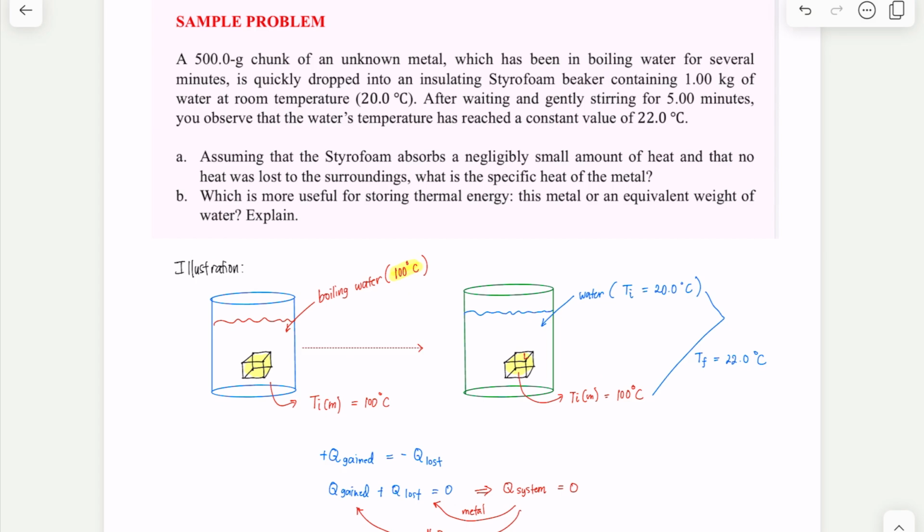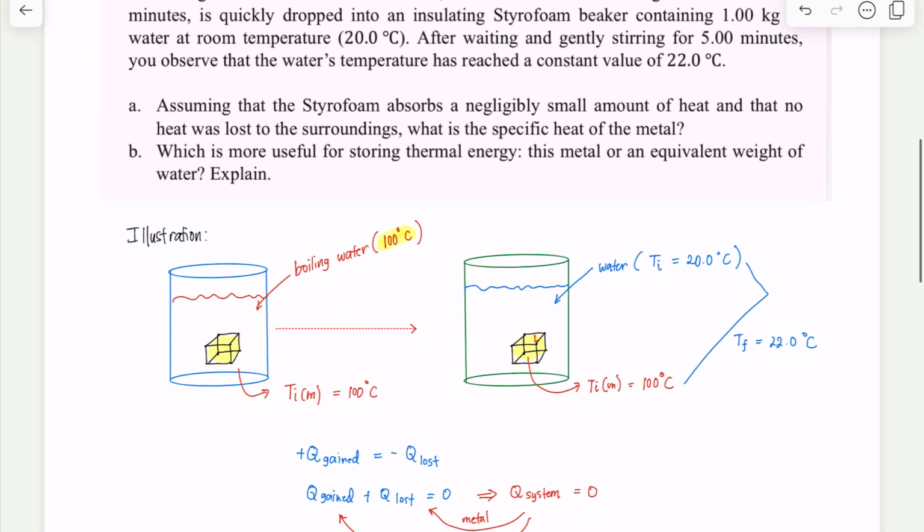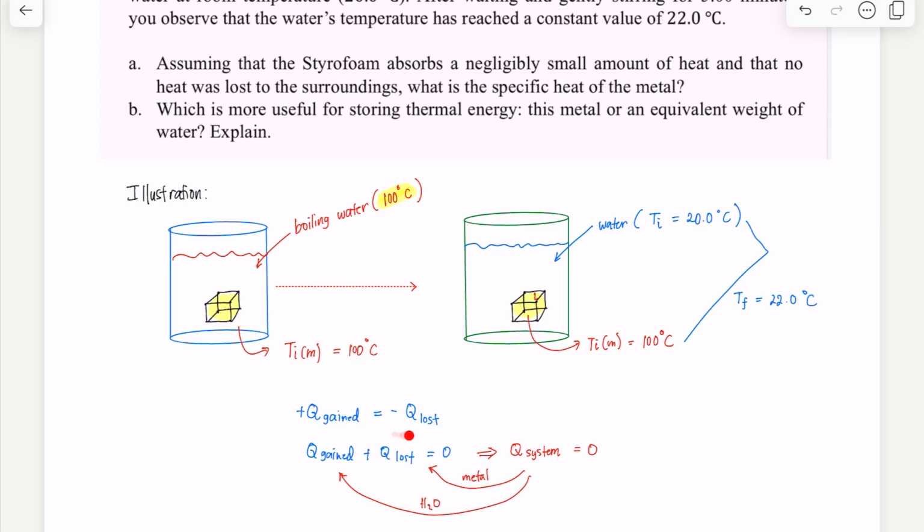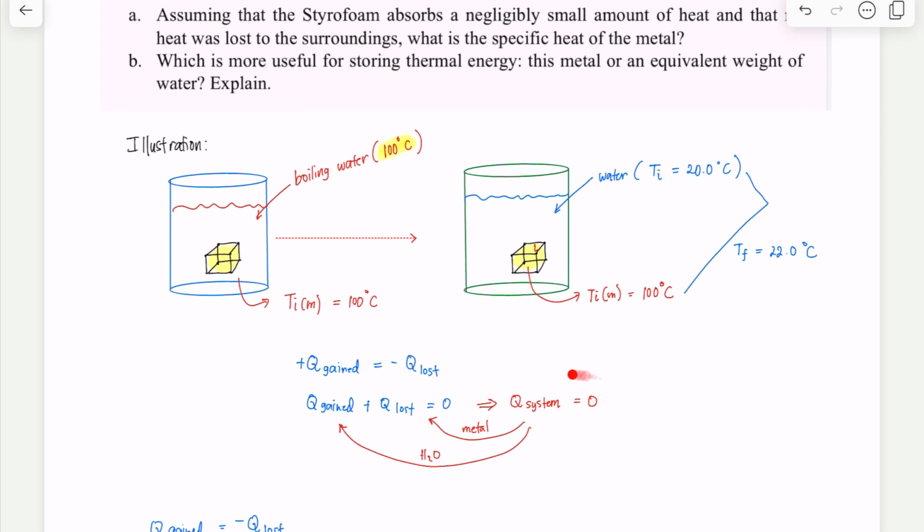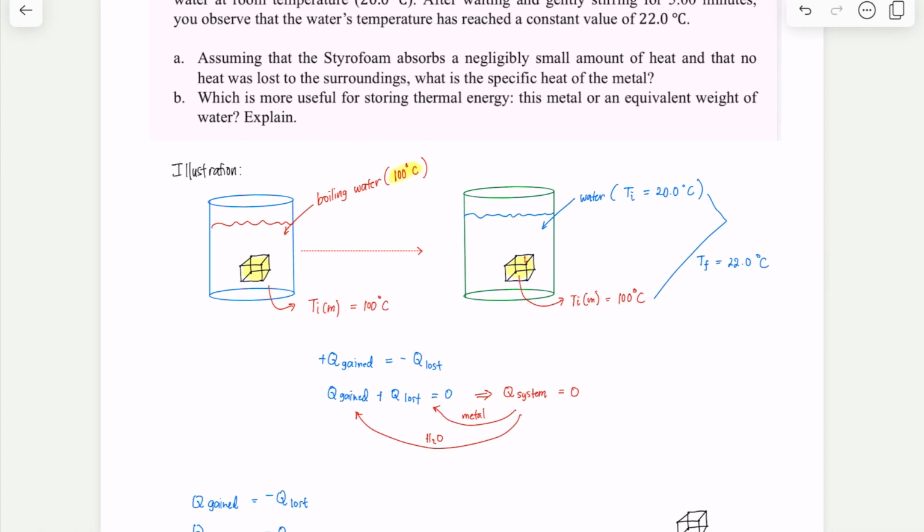So this is how you solve calorimetry problems. Always remember this idea: whatever heat gained in the system is just equal to the heat lost within that system. And this is just telling you that the total heat in the system, since it's an isolated system, is simply equal to 0. But if one part of the system is gaining heat, it must be lost by some other part or component of that same system. Okay, so that's it, and I'm hoping this is helpful.